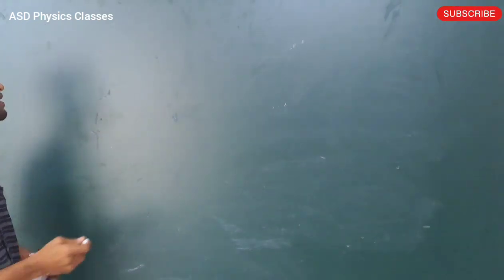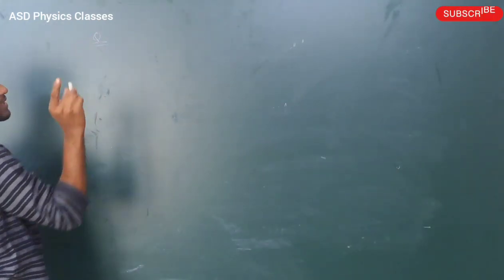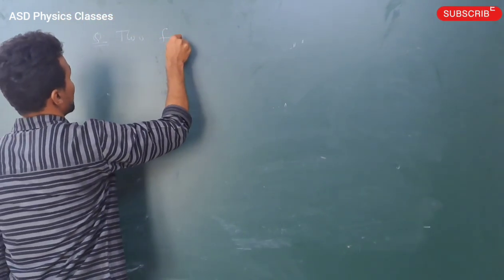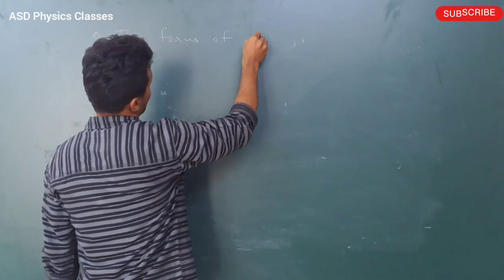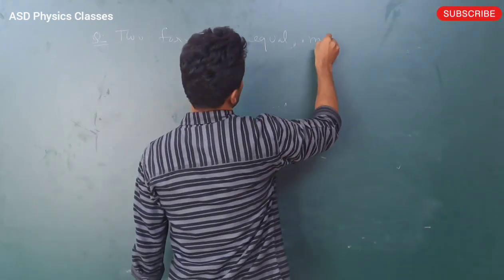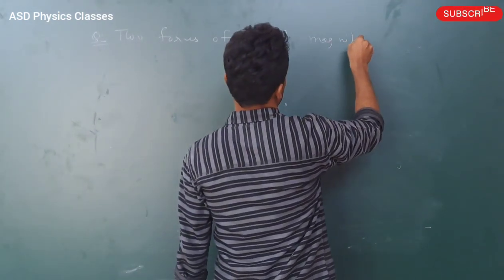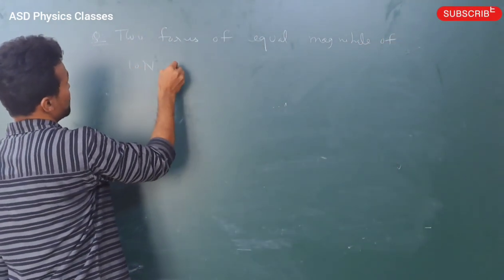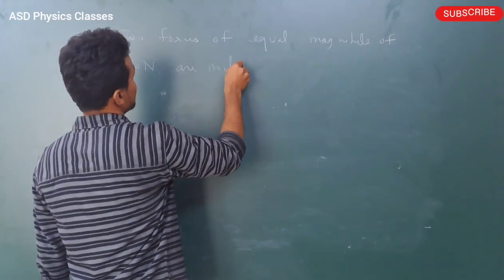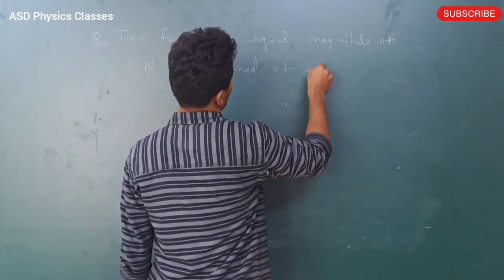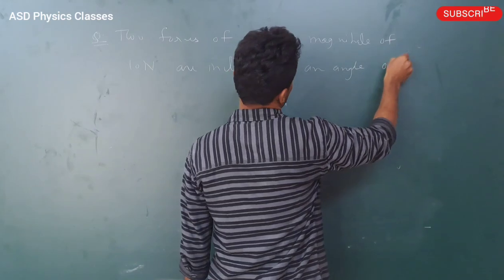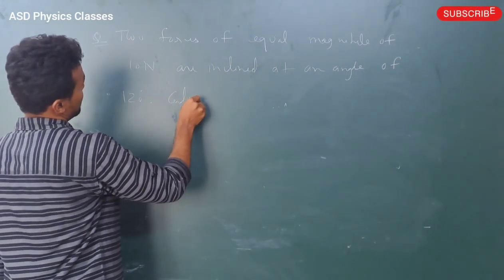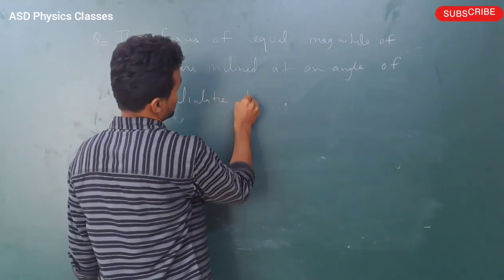Now I will write one question here. A very important question from the NEET point of view. The question is: two forces of equal magnitude of 10 Newton are inclined at an angle of 120 degrees. Calculate the resultant force.